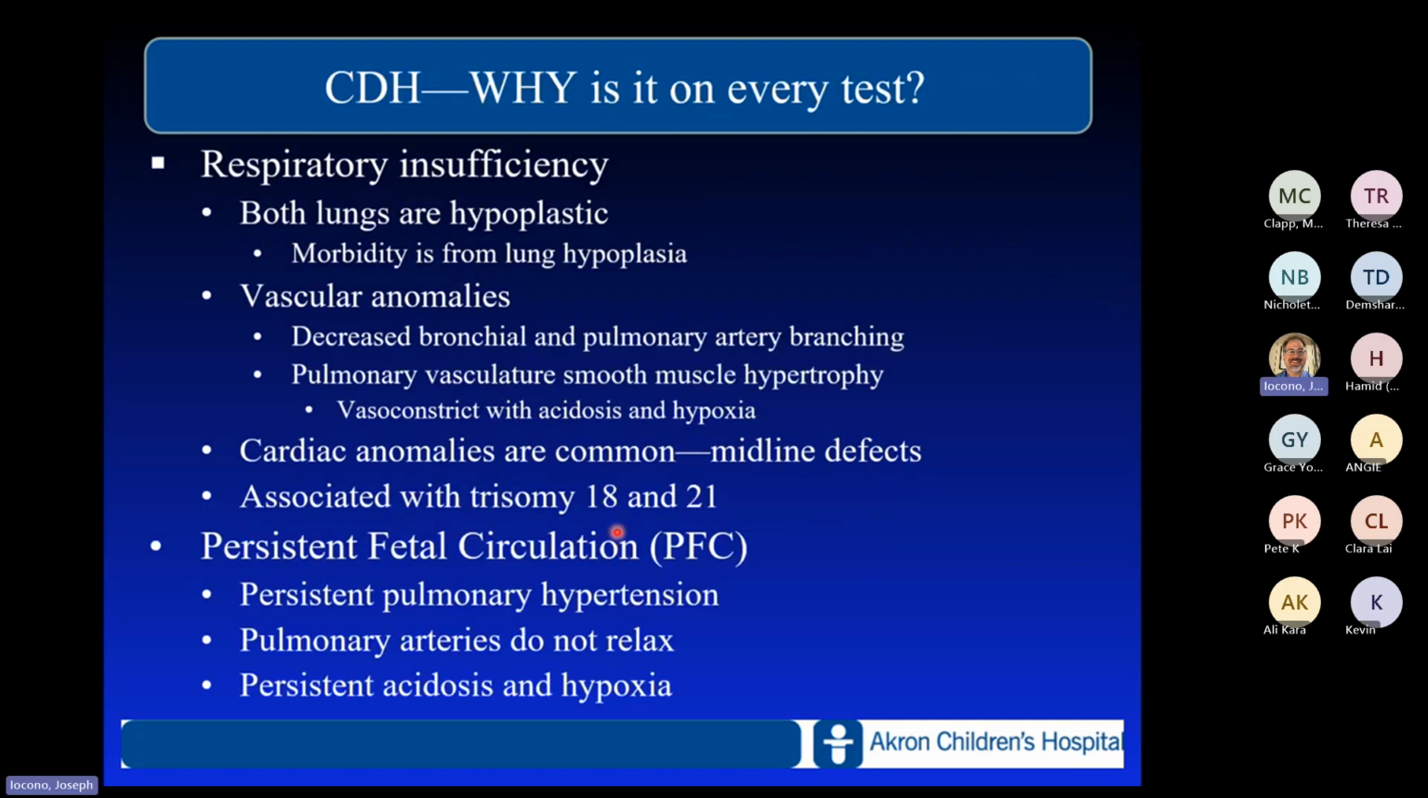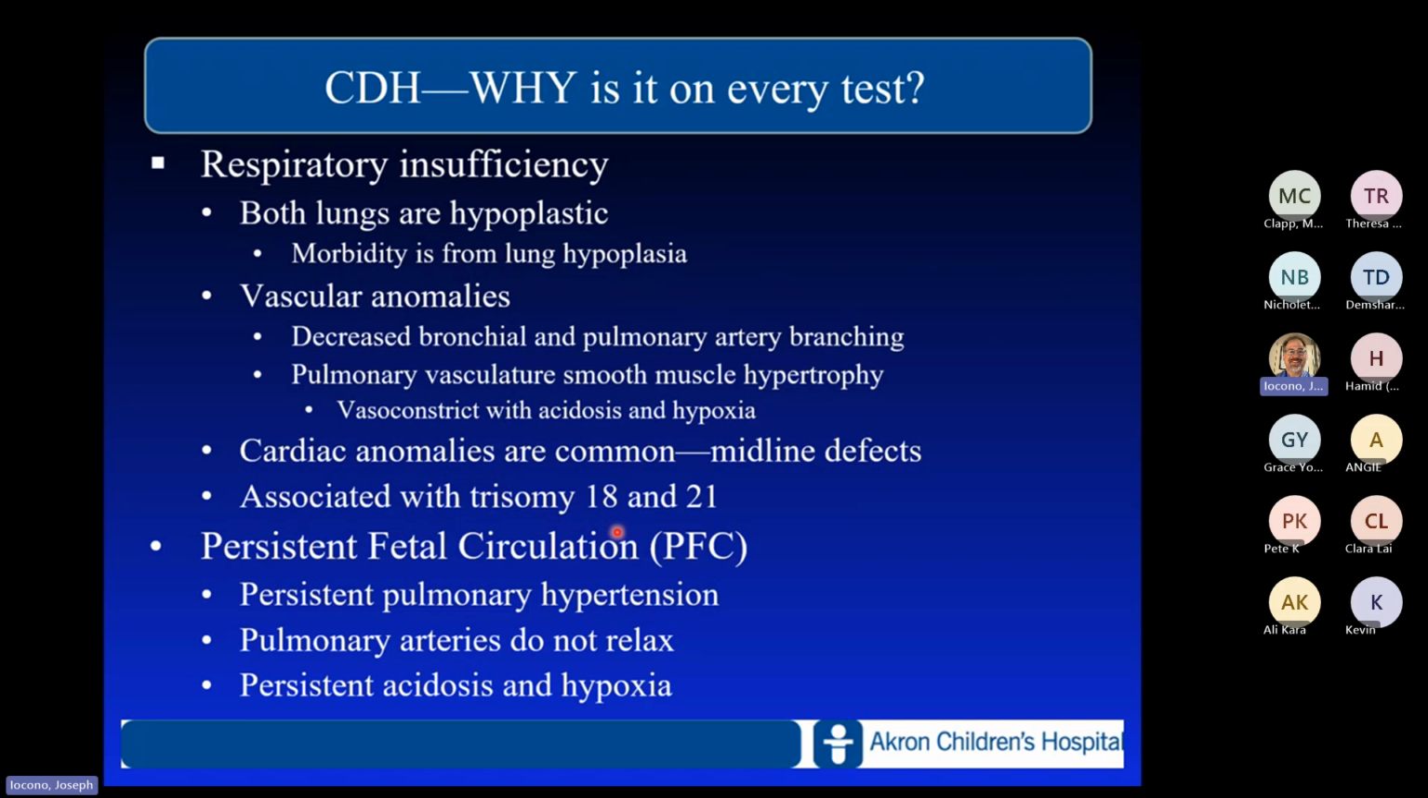Why is it on every test? Because the baby presents with respiratory insufficiency, and so they can ask the critical care questions about how you treat pulmonary hypertension. Both lungs are hypoplastic. Cardiac anomalies are very common. Midline defects are very common. CDH is associated with trisomy 21.